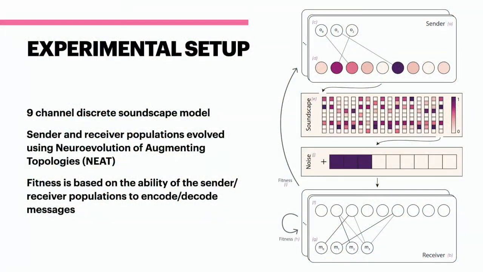Our soundscape model breaks the audio spectrum into 9 discrete bands, or channels. Senders and receivers are evolved using Neuroevolution of Augmenting Topologies, and their fitness is based on the ability of a receiver population to understand the senders. With this model, we ran 5 experiments.